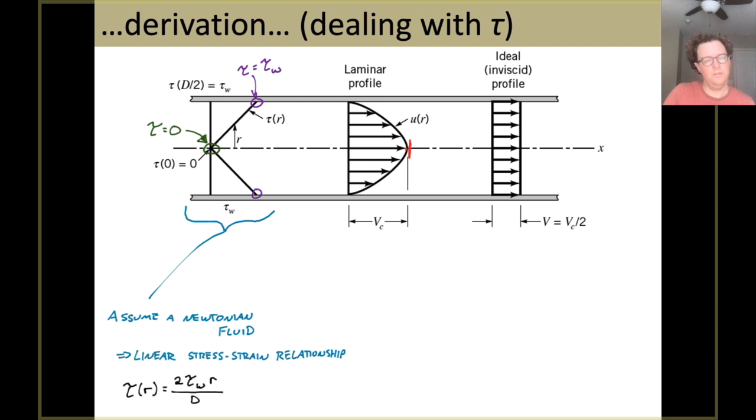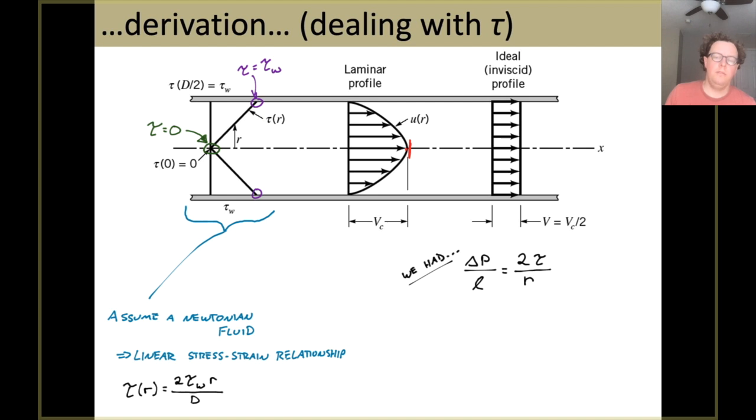And the assumption of a linear relationship means that we can actually write this thing down. So shear stress, tau, at any radius r, so shear stress as you move away from the center line, is equal to 2 times the shear stress at the wall times the radius divided by the diameter of the pipe. Okay?